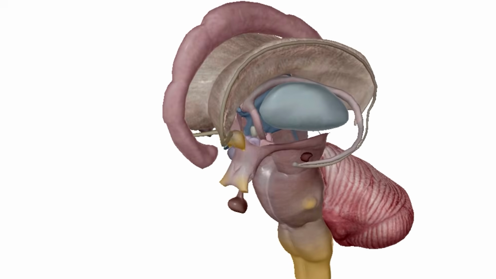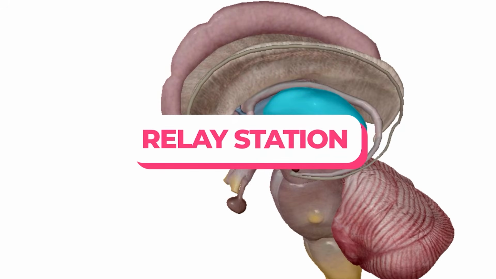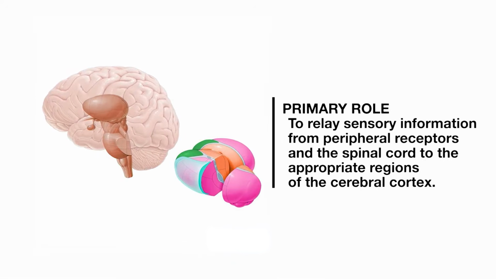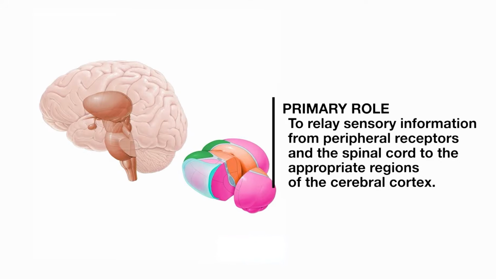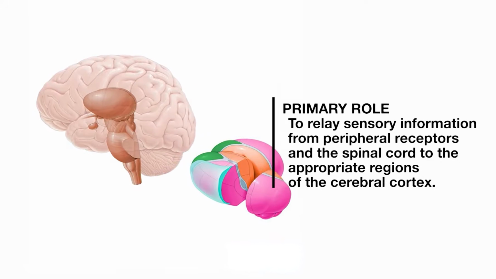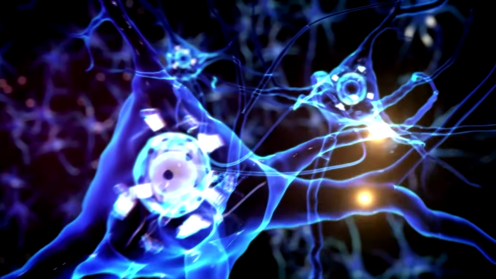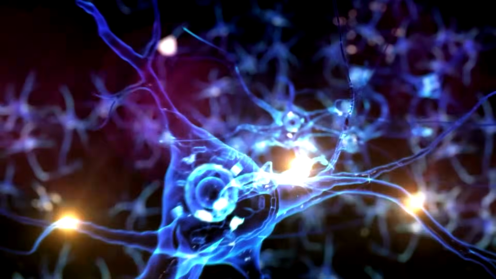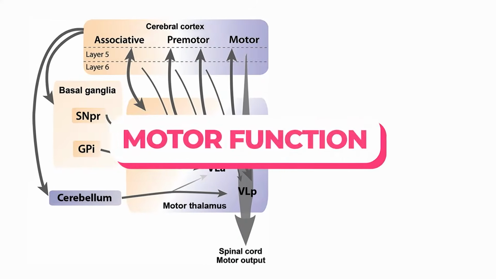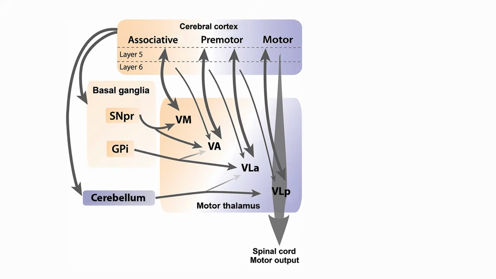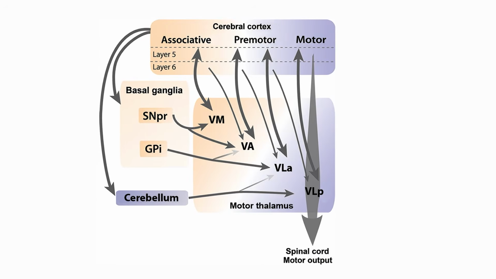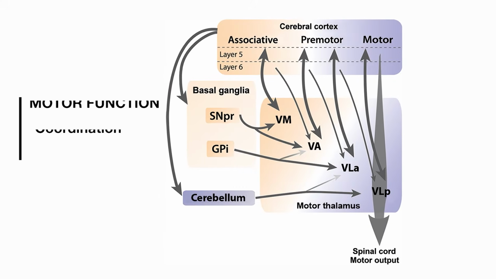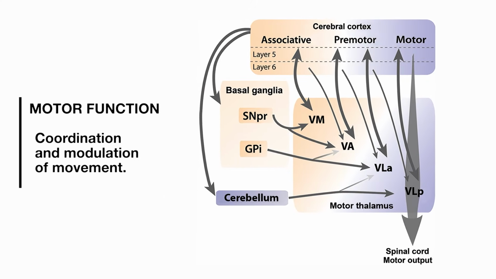It performs various functions. Relay station. One of the primary roles of the thalamus is to relay sensory information from peripheral receptors and the spinal cord to the appropriate regions of the cerebral cortex. It processes and transmits inputs from all the senses, except smell, to associated cortical areas. Motor functions. The thalamus also receives information from the cerebellum and basal ganglia and relays it to the motor areas of the cerebral cortex, aiding in the coordination and modulation of movement.